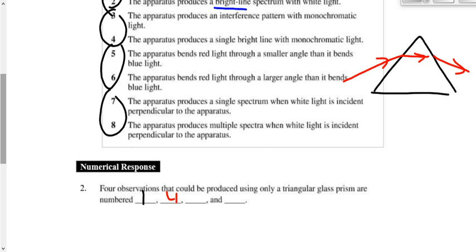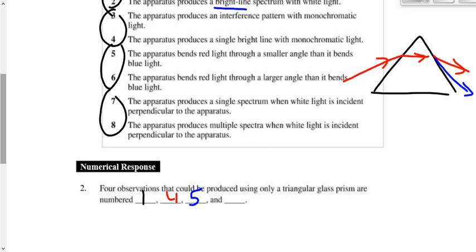Now let's look at 5 and 6. The apparatus bends red light through a smaller angle than it bends blue light. Does it? Yeah, it does. Actually, a prism bends red light through a smaller angle than it does blue light. You can see that on the poster on the sideboard, or you can just remember the diagram that we showed you in class. So that would be 5. 6, by the way, we could change this question to make 6 correct. The apparatus bends red light through a larger angle than it bends blue light if we made it a diffraction grating, right? A diffraction grating, of course, is opposite. Instead of ROY G. BIV, it's VIB G. YOR.